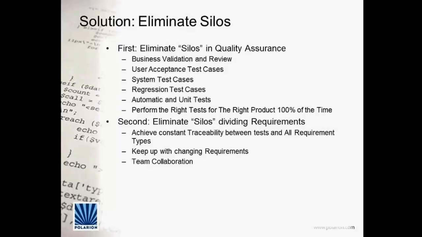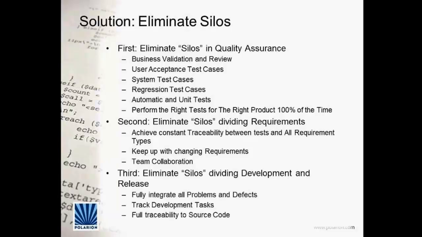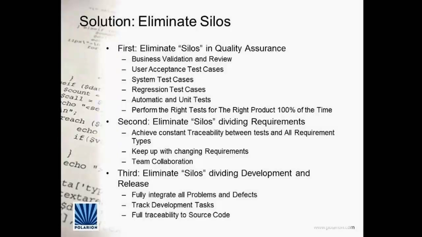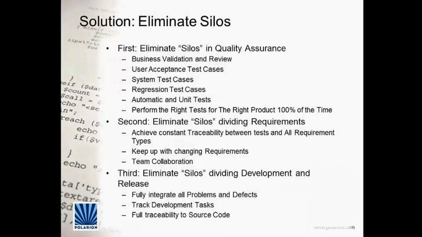It's very important to maintain communication between these two branches of product development to make sure that all the requirements that are being developed have a verifying test case, and that all the test cases are up to date with the requirements and so forth. The third step, not necessarily the last, is to eliminate the silos dividing development and release.